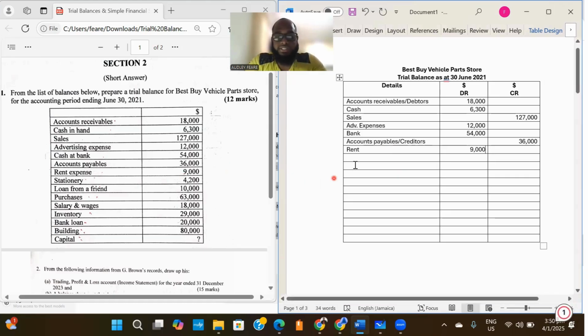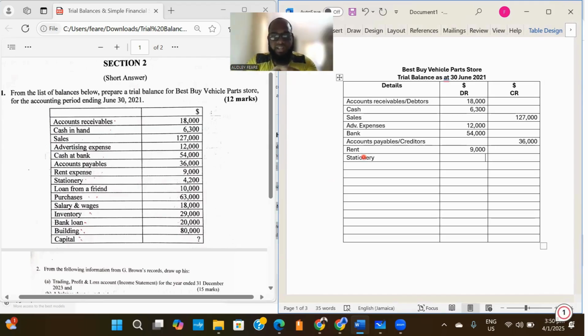Go on now to our stationery. So we buy stationery from time to time for our business, whether it be pencils, pens, it's an expense. We're spending money to buy it. So the cash is decreasing, which means we credit cash or bank. So therefore the other account will be debited, which is expenses.